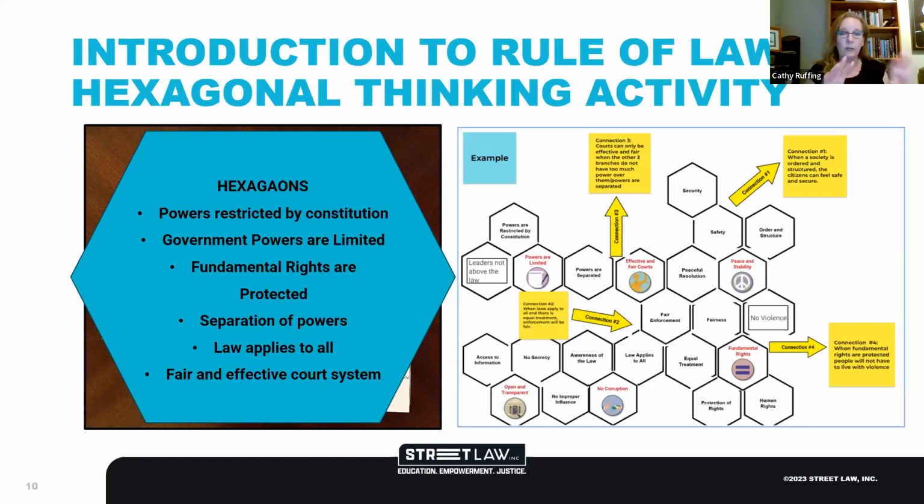Fundamental rights, separation of powers. The law applies to all in fair and effective courts.